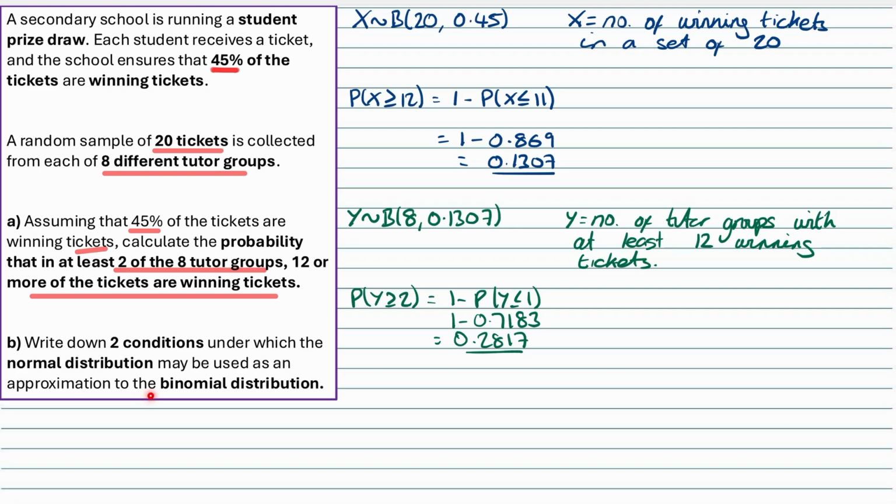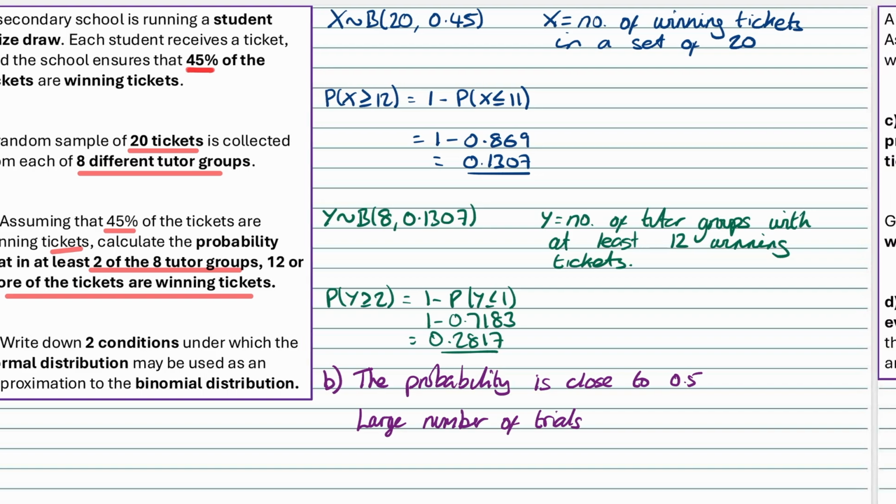And then for part B, write down the 2 conditions under which the normal distribution may be used as an approximation for a binomial distribution. So the first condition is where the probability is close to 0.5. And the second condition is we must have a large number of trials. So that's parts A and B.